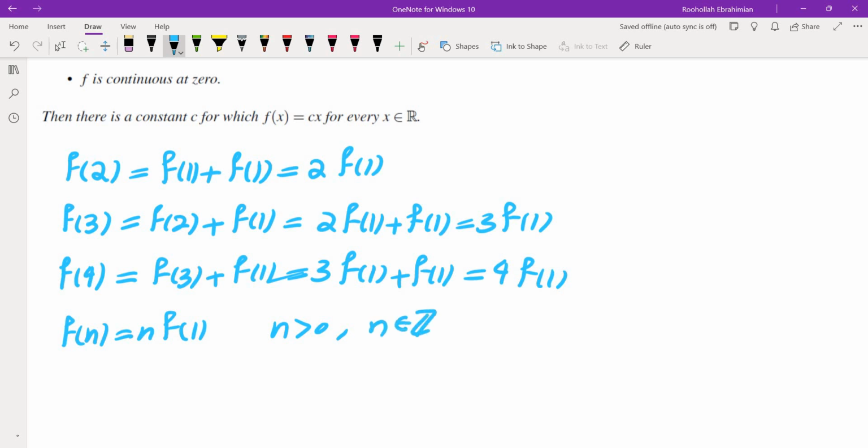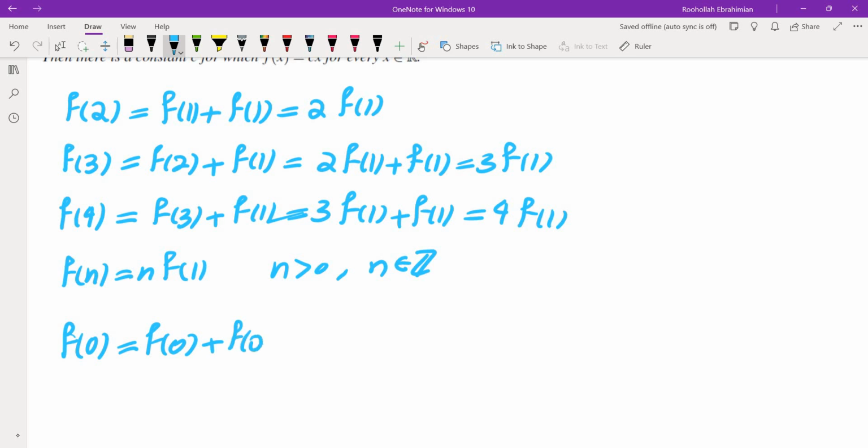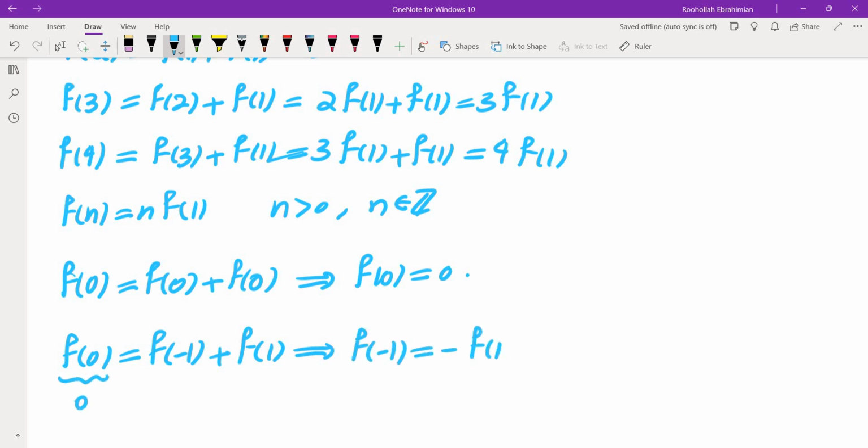Now, how about when n is an integer that is negative or 0? For 0, we could look at f of 0 as f of 0 plus f of 0, because 0 is 0 plus 0, and that means f of 0 must be 0. So we can also show that f of 0 is 0 times f of 1. Now, how about f of negative 1? We can use 0 and 1 to get f of negative 1, because f of 0 is f of negative 1 plus f of 1, since negative 1 and 1 add up to 0. Now, this side is 0, so that means f of negative 1 is negative f of 1.